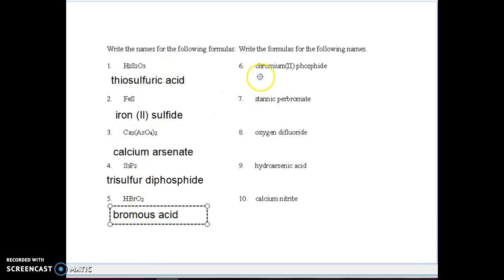Let's move over to the other side and try to do some names to formulas. Chromium 2, I'm going to try to use that pen again. Chromium has a +2 charge. It's being paired up with phosphide. Phosphide is just the letter P. I'm not going to find phosphide anywhere on my yellow sheet. It's just the element phosphorus. It has a -3 charge. The least common multiple of 2 and 3 is 6, so I'm going to have 3 chromiums to get to +6 and 2 phosphorus to get to -6.